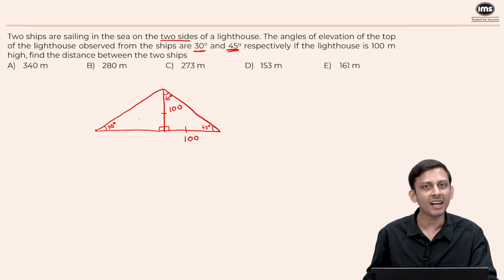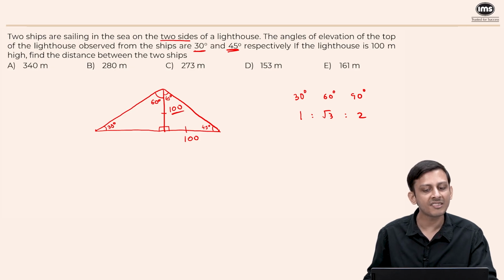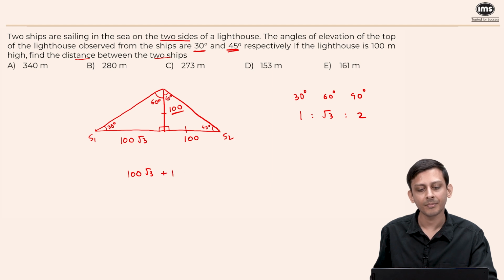And similarly, in this other triangle, we have 90 degrees and 30 degrees. So the third angle will be 60 degrees. Now we know that in a 30, 60, 90 degree triangle, opposite sides are in the ratio 1 is to root 3 is to 2. So opposite 30 degrees, if we have 100, then opposite 60 degrees, we will have 100 root 3. And therefore, the distance between the 2 ships, that will be, see, one ship is here and another ship is here, S1 and S2.